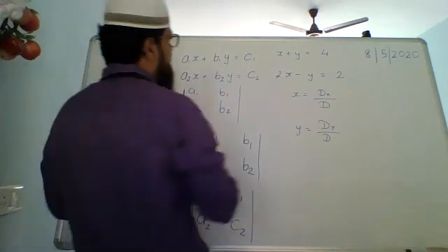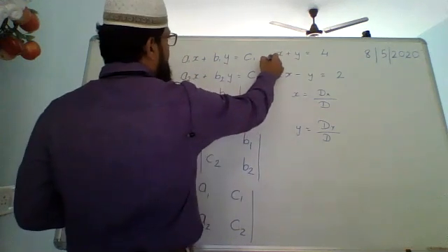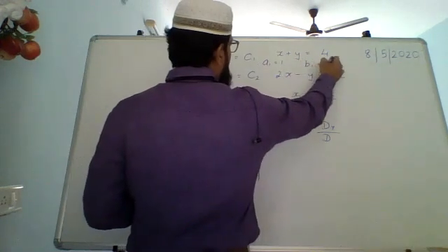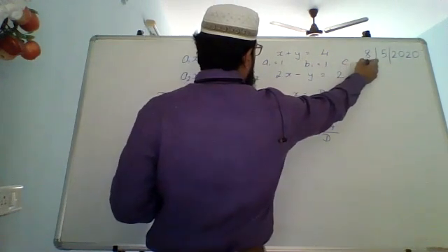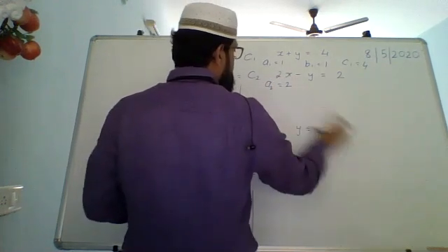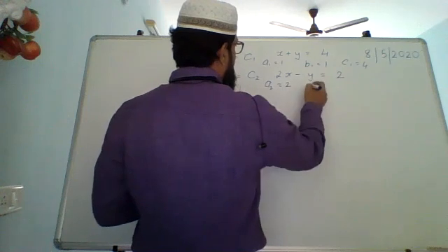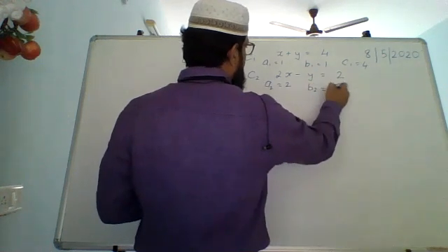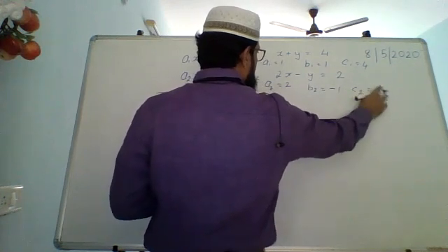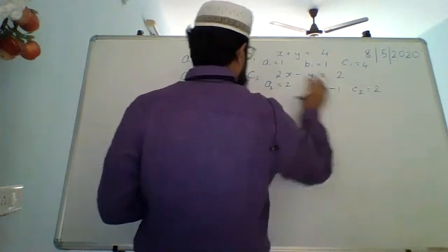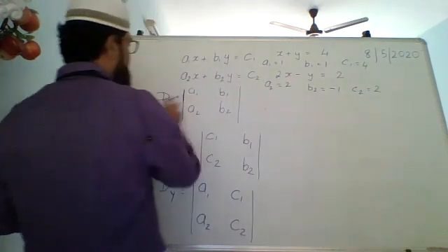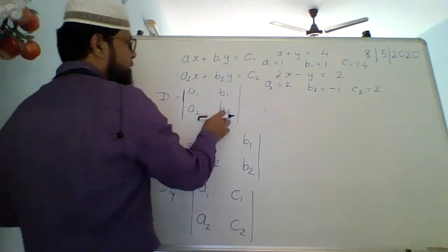Now let's understand here. What is A1? Here, A1 will be 1. B1 will also be 1. C1 will be 4. A2 will be 2. Now here many people will make a mistake. B2 is not 1, it is minus 1. And C2 is 2. You have to be careful with these signs. So now after that, what is D? D is equal to the determinant of A1, A2, B1, B2.